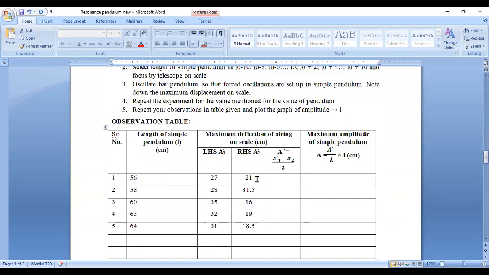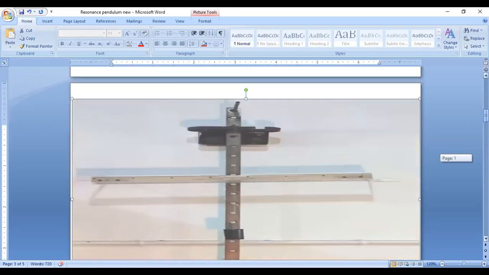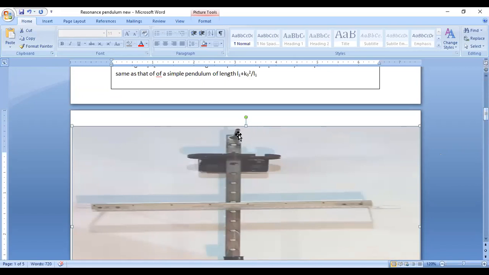When you have a point of equilibrium, you measure the amplitude on the right hand side and on the left hand side, and you find out A dash using this formula, A1 minus A2 divided by 2. The maximum amplitude of the simple pendulum is A dash over L into capital L. Here, capital L is the length you have to measure from the hook. This is the hook, the point of suspension of the pendulum.